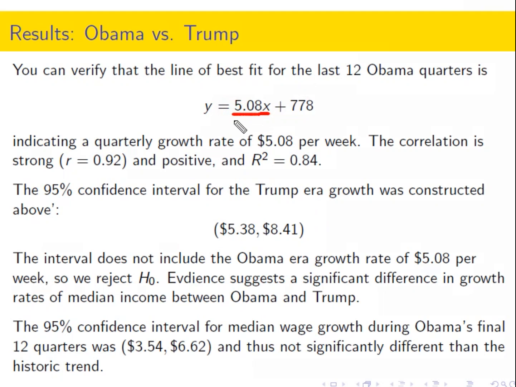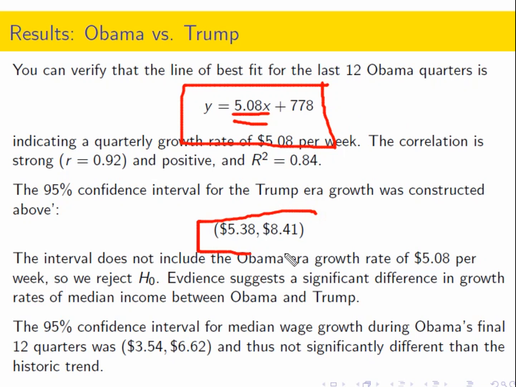You can go through and verify these statistics, but notice what we found is that the average growth in the last 3 years for the Obama administration was about $5.08 a week. If you run LINREG T-interval and compare this to the historic trend, it is in the confidence interval you'd make for the Obama data. But the Trump era growth rate is significantly different than both the Obama and the historic growth rate.